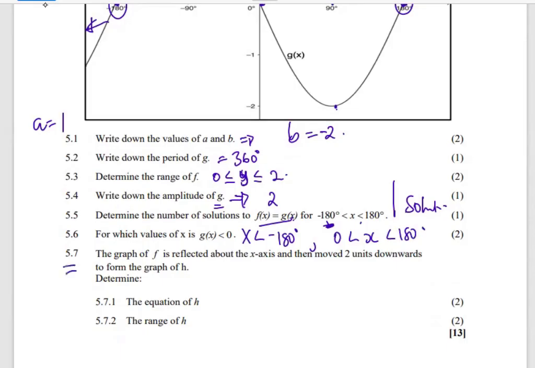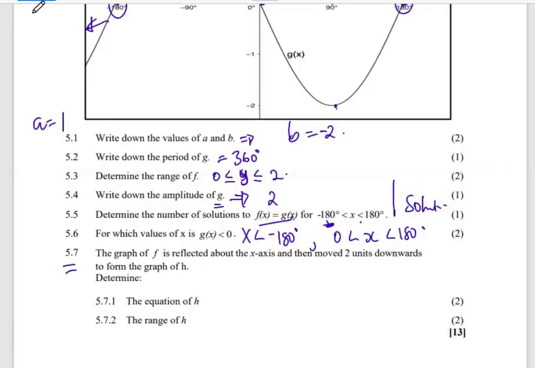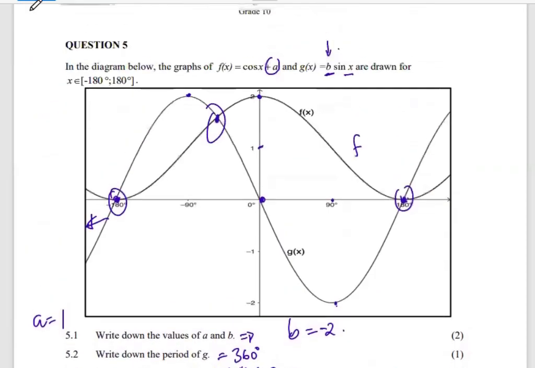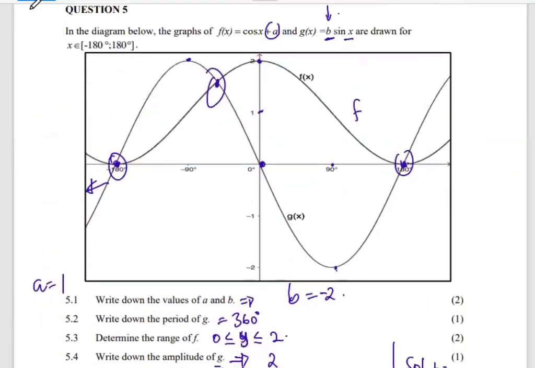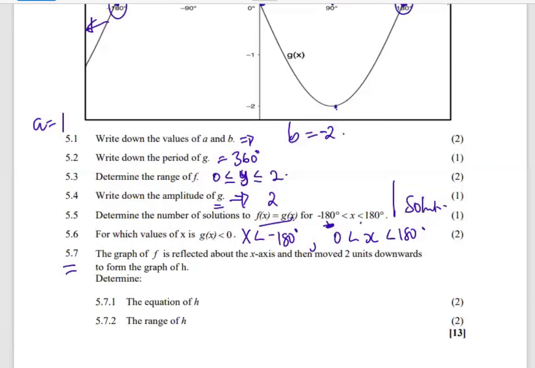Then 5.7, the graph f is reflected above the x-axis, and then moved 2 units downwards. Determine the equation of h. We're reflecting the cos graph, meaning that we're going to end up having the negative cos of x. Since the shift was a +1, now it's going to be a -1, and then we're moving it 2 units downwards. So the final value should be negative cos x minus 3. So that's our h of x.